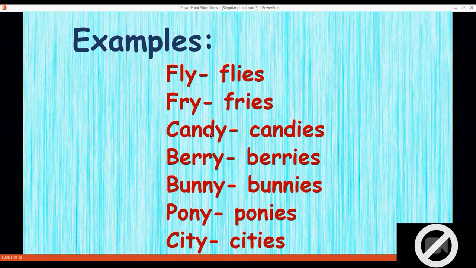Then candy means small chocolate. No, it's not a chocolate. Candy is technically different from a chocolate. Candy is small, hard rock candies. Chocolate is different, which is brown in color. Berry is fruits like strawberry, blackberry, blueberry. Bunny is nothing but rabbit. Pony is baby horse. And city, you know, it's city. Chennai is a city.